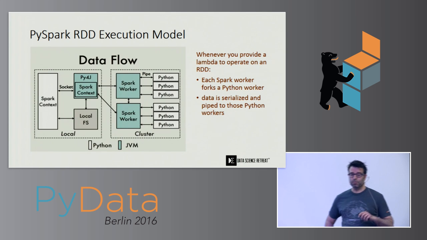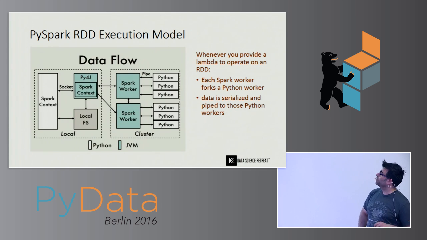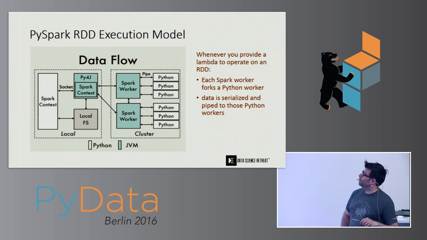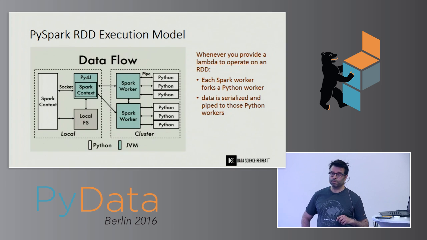So RDDs are these resilient distributed data sets and so on. This is the one place where I've seen the architecture explained. So when you generate a Spark context, you get this Py4j spawned with a socket, and then this will go to the workers and start different Python executors, right?